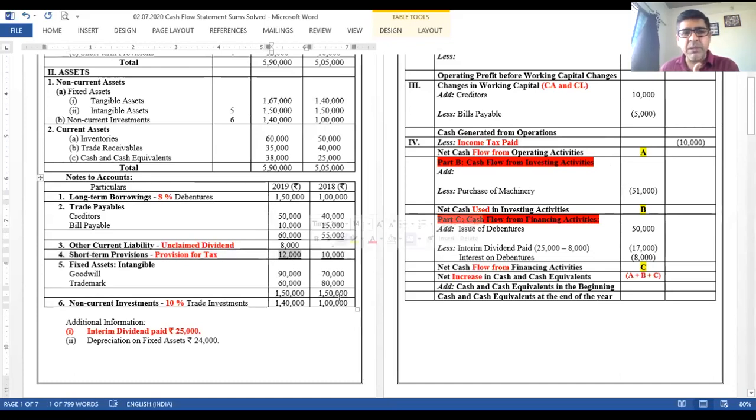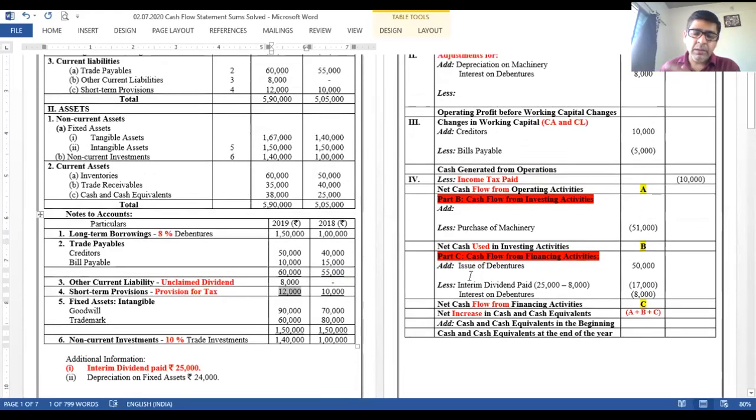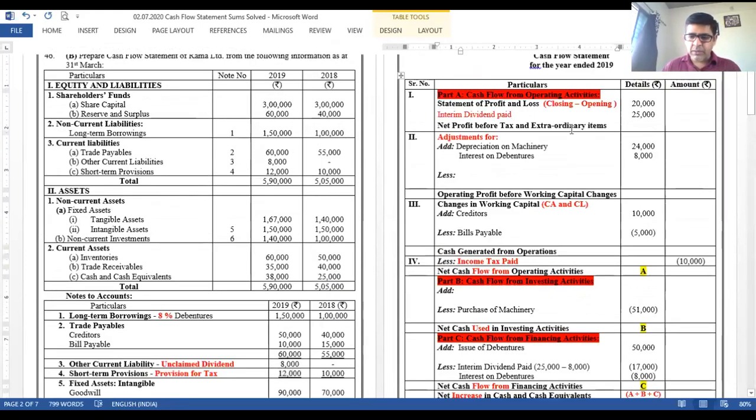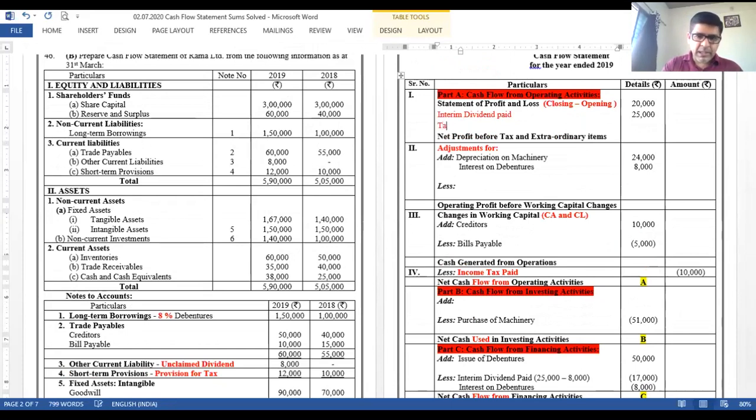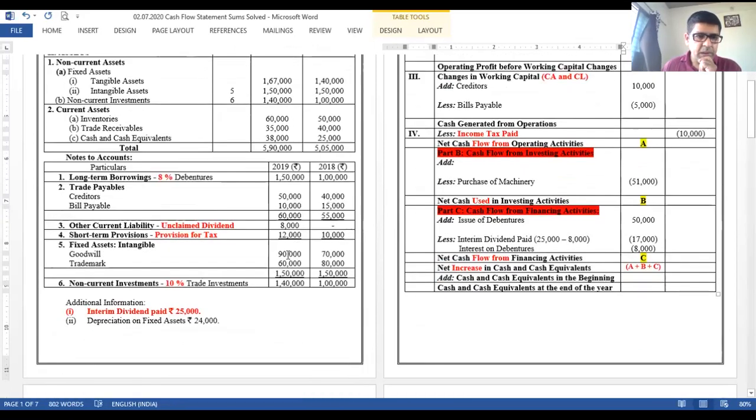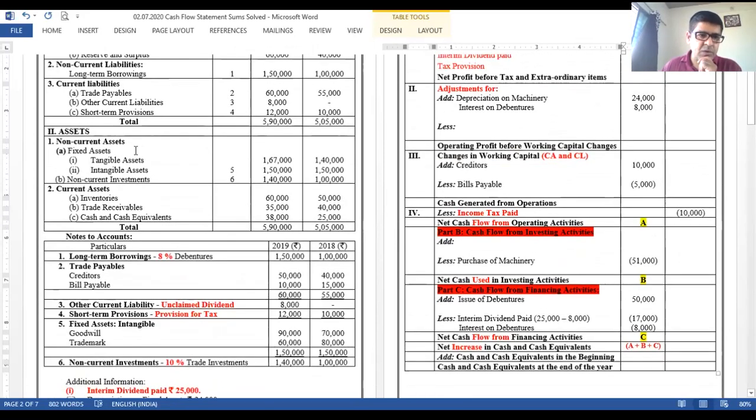That means the provision must have been made. So when you talk about the provision to be made for the taxes, that has to be added back in the statement of P&L, in the operating first part. So I'll have to go there and write there tax provision, amount is 12,000. Moving ahead, after short-term provisions, fixed assets, tangible assets we are done with.